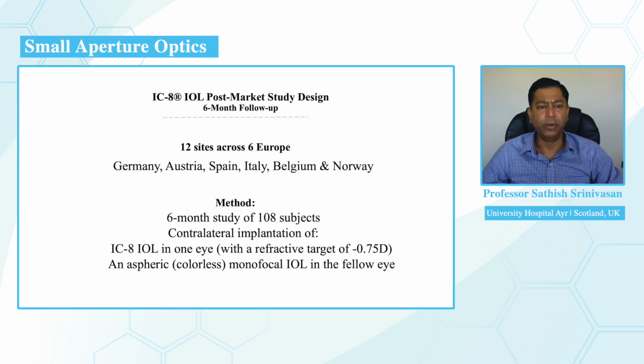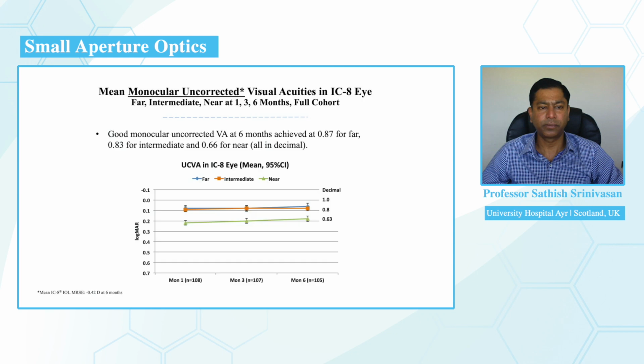I just want to share with you the multi-centered European post-market study with 6 months follow-up data. This was a multi-center European trial which was carried out across 12 sites in Europe. During this 6-month study, 108 subjects were recruited, where the IC8 intraocular lens was implanted monocularly in one eye with a refractive target of minus 0.75 diopters, and the fellow eye had a standard aspheric monofocal intraocular lens.